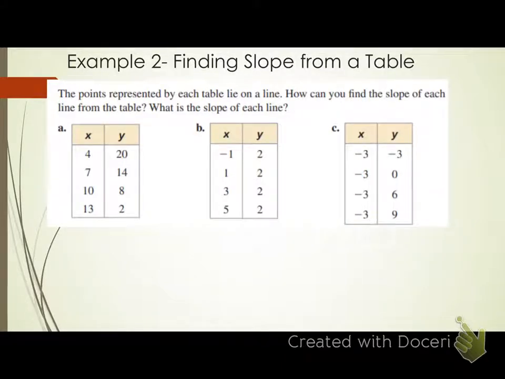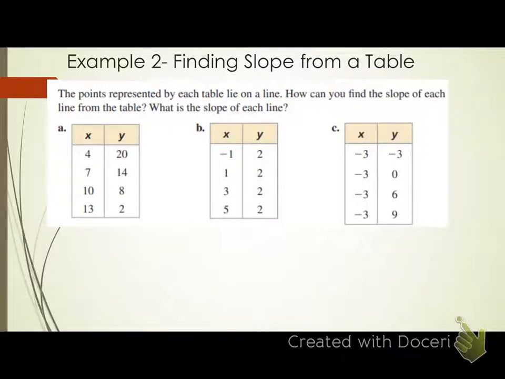Okay, let's look at tables of values. It says the points represented by each table lie on a line. How can you find the slope of each line from the table? What is the slope of each line? So can someone raise your hand and maybe give me an idea of how I'm going to find the slope just given a table of values? You would graph them, I think. What can I do without graphing?